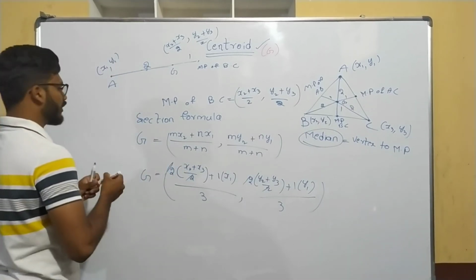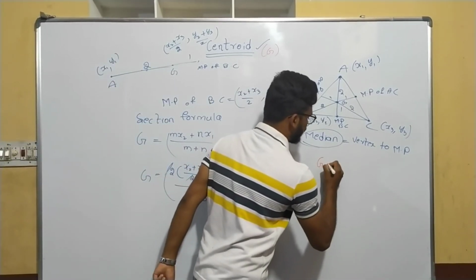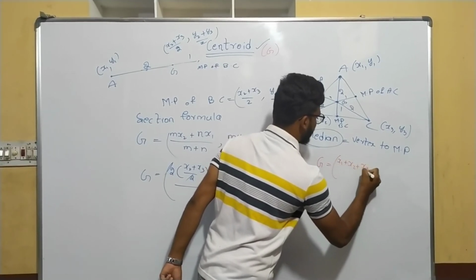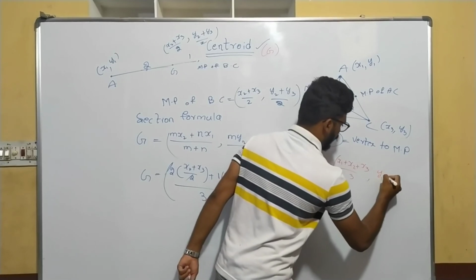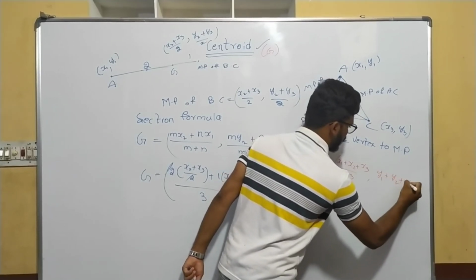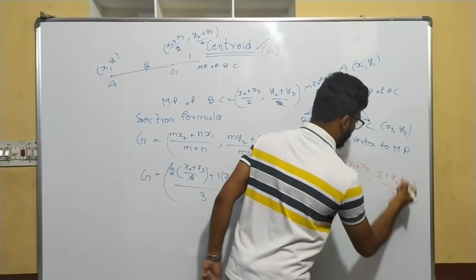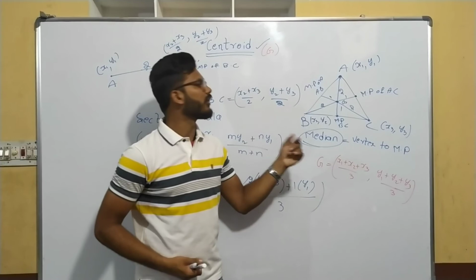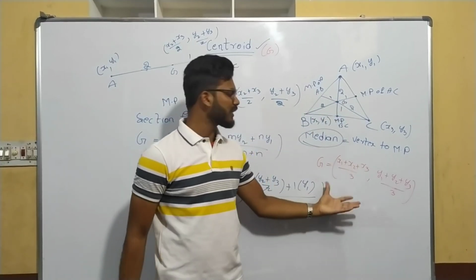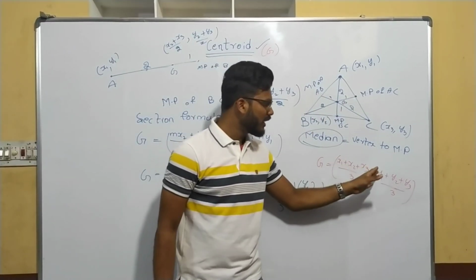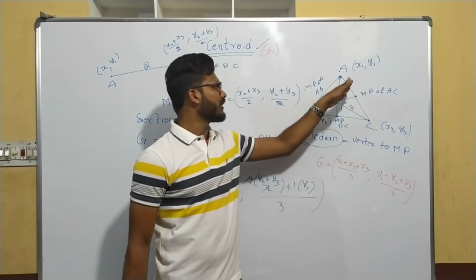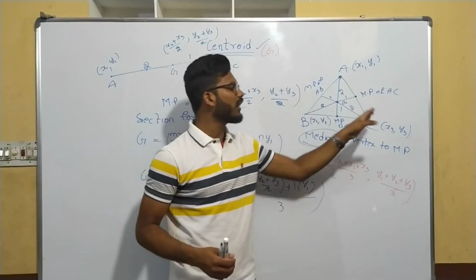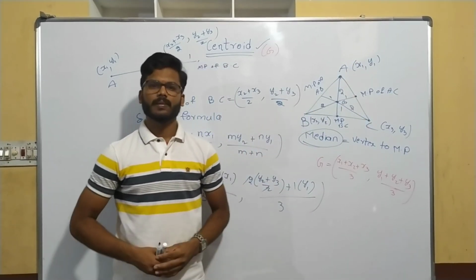So, the formula for finding the centroid G is equal to (x1 plus x2 plus x3) by 3, comma, (y1 plus y2 plus y3) by 3. So there is no need to do everything; instead of doing that, we can find the centroid directly by using the formula (x1 plus x2 plus x3) by 3 and (y1 plus y2 plus y3) by 3. This is the centroid of a triangle with the coordinates x1, y1, x2, y2 and x3, y3.